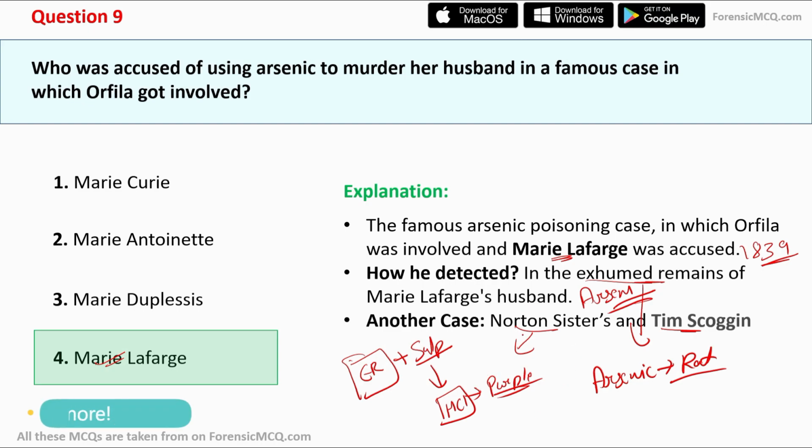You can read the whole case study on forensicreader.com. Just search Northern Sisters Forensic Reader and click on the first link.